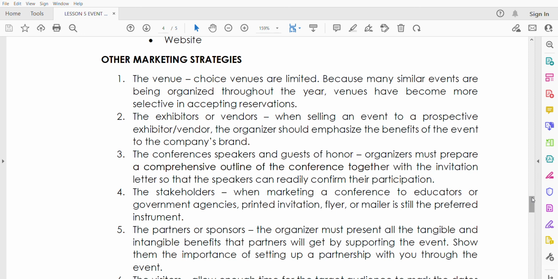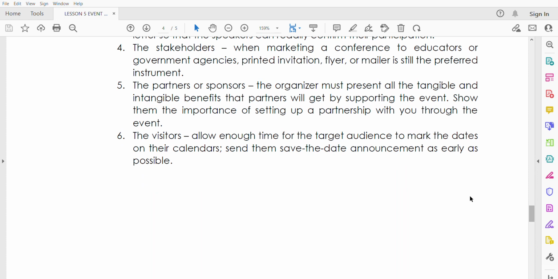Then you also have to market your events to specific partners as well as sponsors. So you have to present all tangible and intangible benefits aron daghang mo support sa imong event, and then you have to show them the importance of the partnership or what will they get out of that event. And then finally, the visitors. So your target audience. Inform them ahead of time, allow them enough time to prepare for the event, send them save the date announcement as early as possible so that mas makonvince sila nga mo participate sa imuhang event.